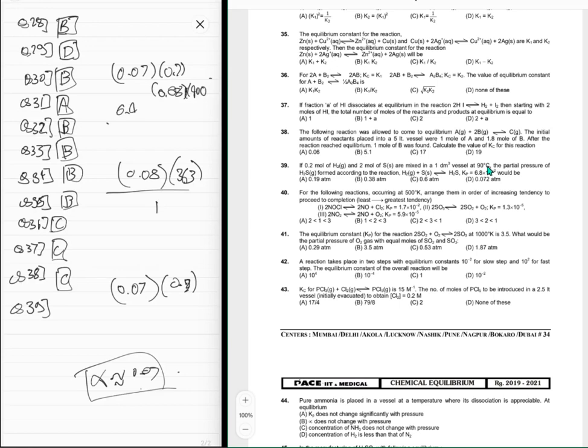6.4 times 0.07 would be, so 6 times 7 is 42, and 4 times 7 is 28. That is 448, which is approximately 500. But then with the decimal places, it's near 0.5. Unfortunately, all of these options are near 0.5. No, this one is not near 0.5. This one is also not that near to 0.5. I think it is C that we should go with.